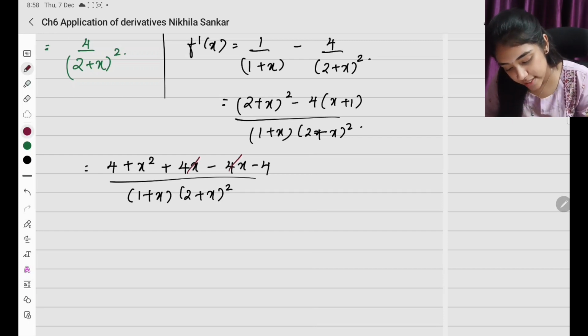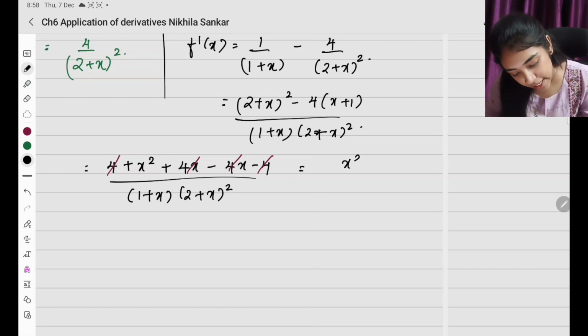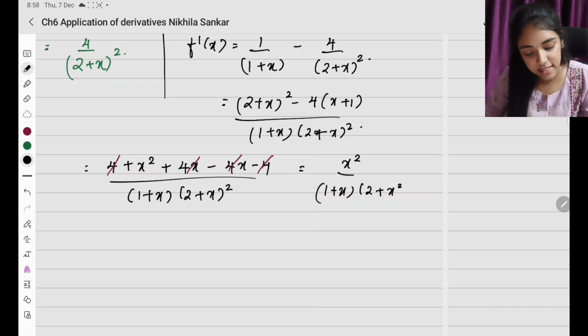Here the 4x and the minus 4x get cancelled, and 4 and minus 4 get cancelled. So I'll be left with x square divided by 1 plus x and 2 plus x the whole square.